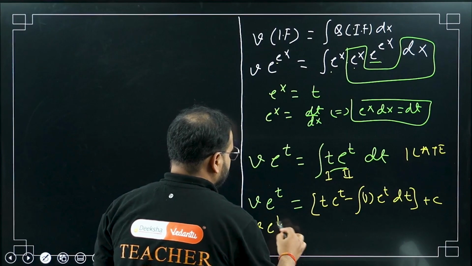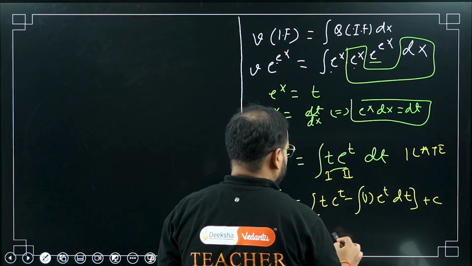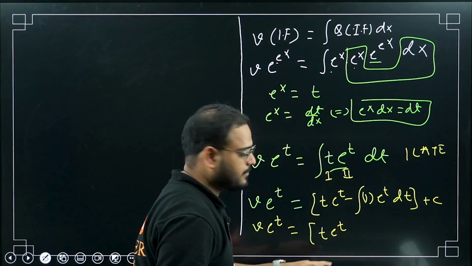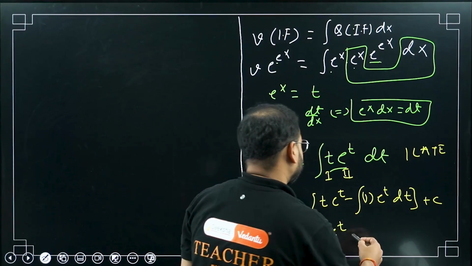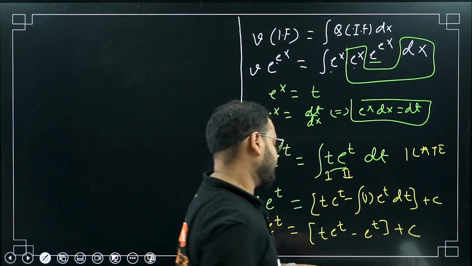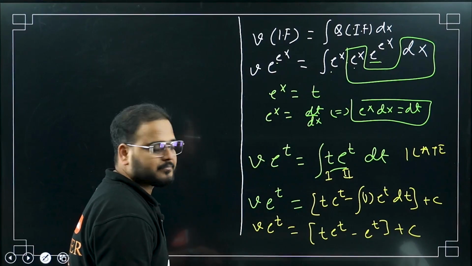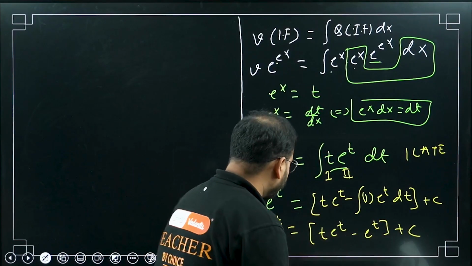V e power t equals to what? Please check. T e power t will remain as it is, the first term. Now integration of what is left over here? Simply e power t. So it will become the same thing, e power t. C is the constant. Integration is again e power t only. Take the e power t constant.